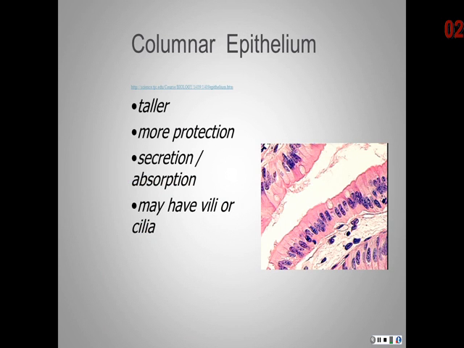Columnar epithelium are taller than they are wide, which makes them more durable than cuboidal epithelium. These are also good for secretion and absorption and will be found in places with a little more abrasion, such as lining the intestines. They may also have cilia or villi on the surface.